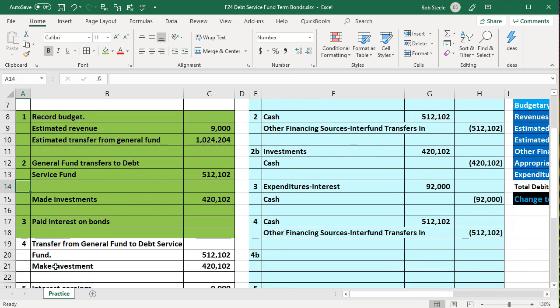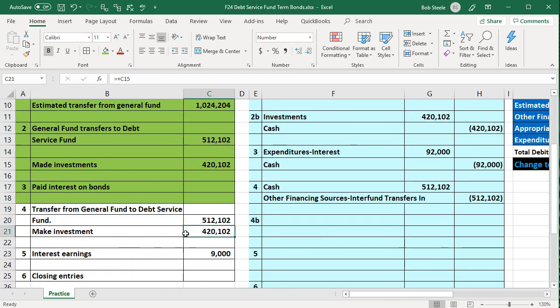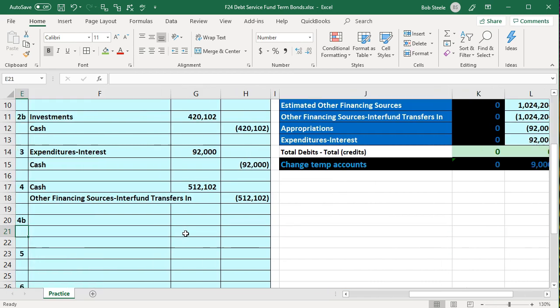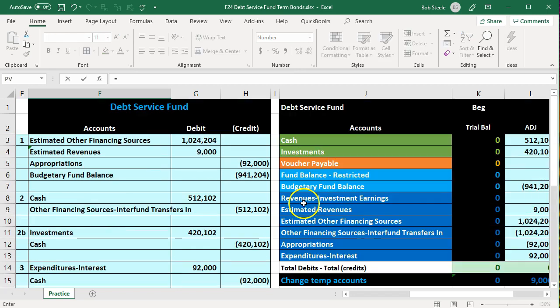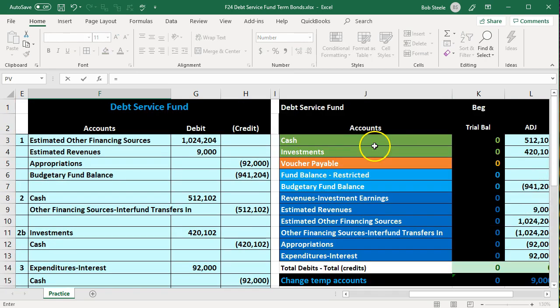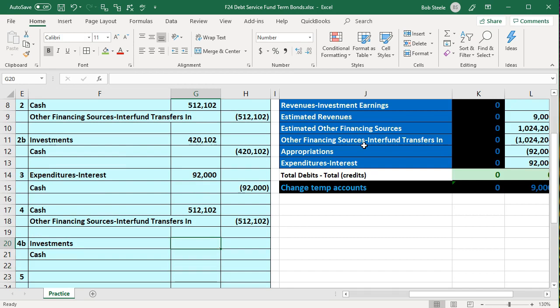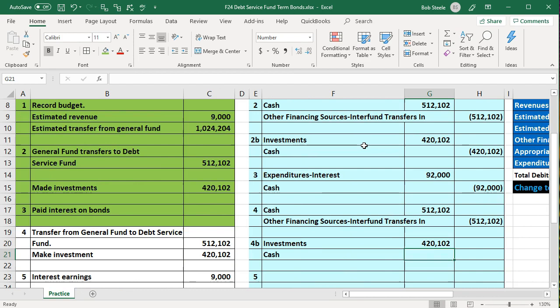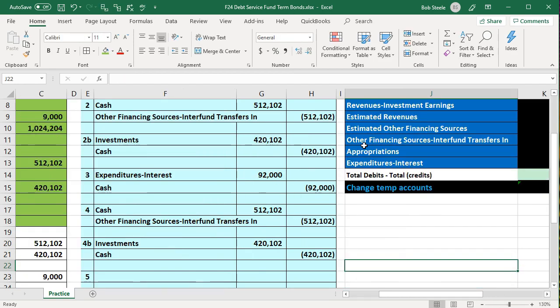And then we turned around and we took that money and we are going to put it into a short-term investment. Again, short-term, modified accrual. It's going to be kind of like a current asset. Therefore, that's why we're putting it on the modified accrual statement here, because we're just putting it there until we actually pay the interest to get a little earnings on it. So we're going to say this is going to be equal to the investment. And then cash is going to be the other side. We're going to turn around and take that cash and invest it for the amount of 420,102. So there is our investment.